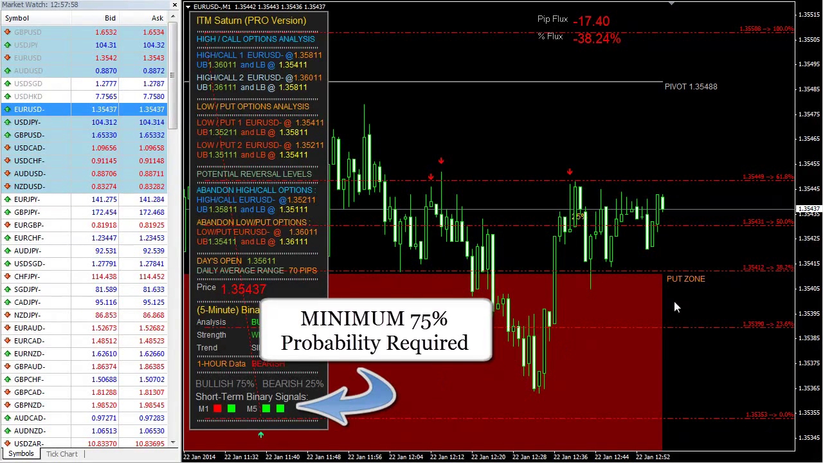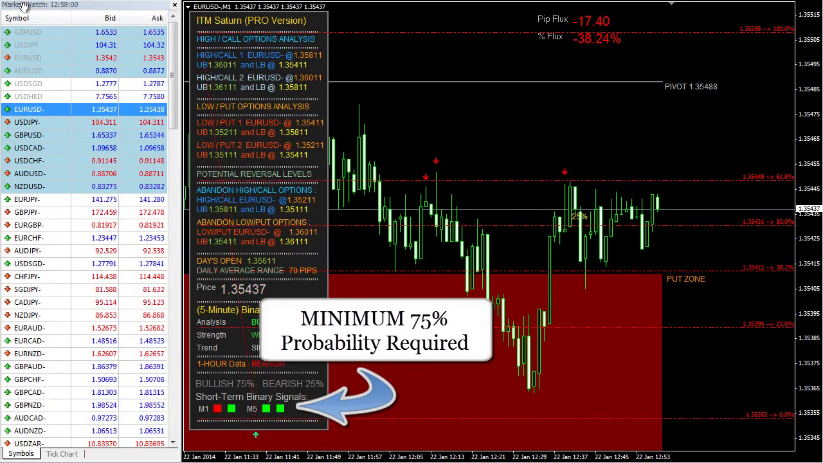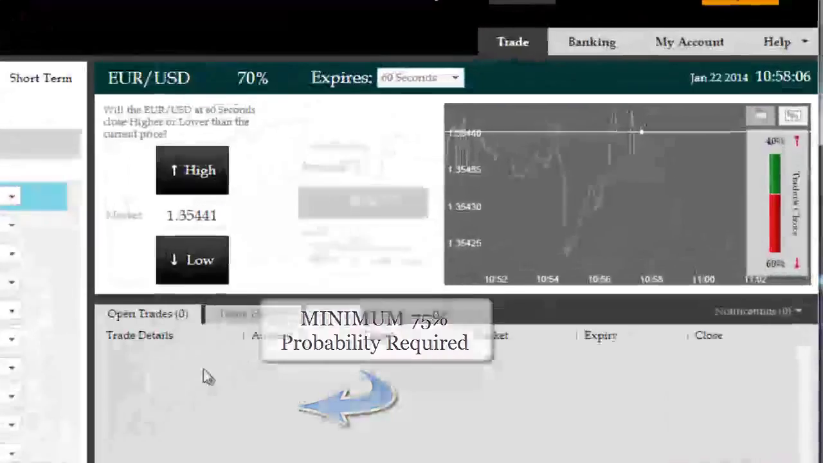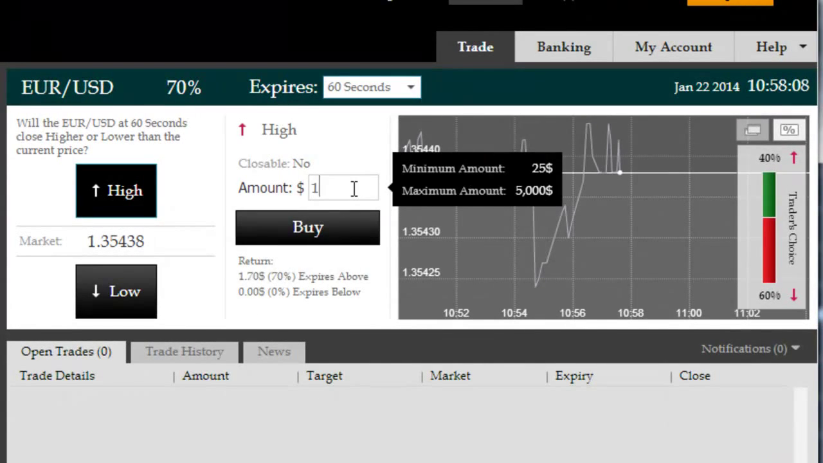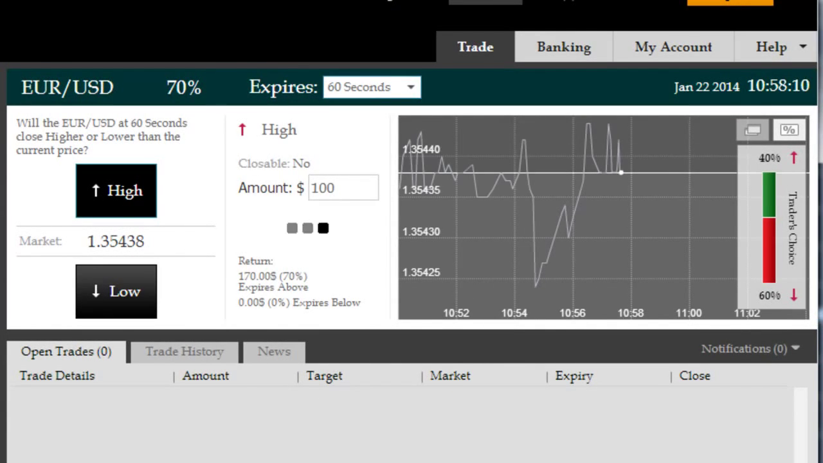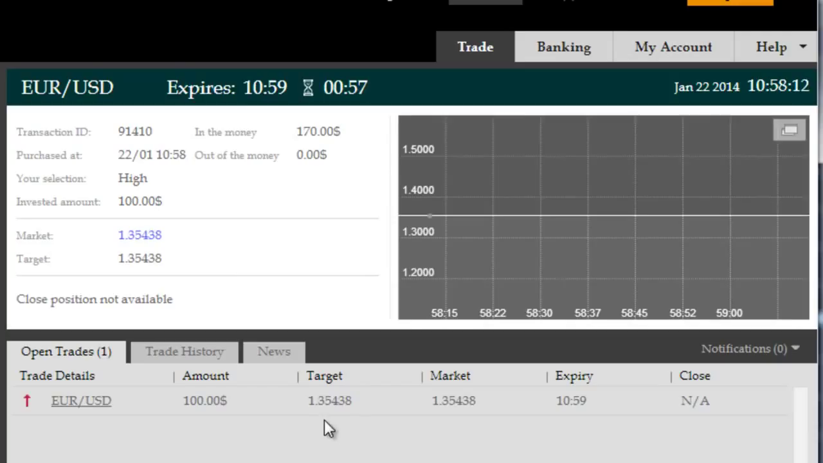Okay, so we're about to start trading on the Euro USD on the 60-second time frame using ITM Saturn Pro. We have about 50 seconds left to the minute's expiry, and we're currently seeing 75% bullish probability. So we're going to go ahead with a trade and invest $100 in this particular trade.